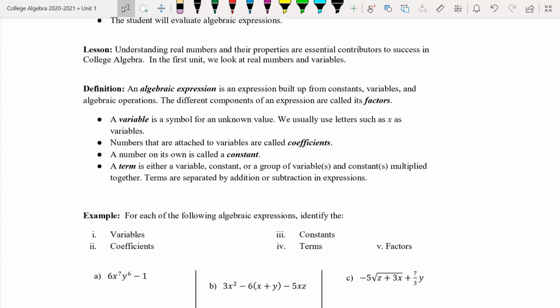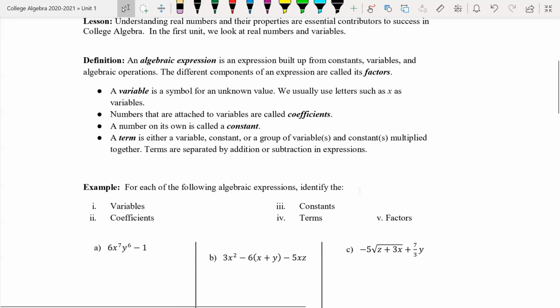An algebraic expression is built up from constants, variables, and algebraic operations. The different components of an expression are called its factors. A variable is a symbol for an unknown value. We usually use letters such as x as a variable. Coefficients are the numbers that are attached to variables. A constant is a number on its own, and a term is either a variable, a constant, or a group of variables and constants multiplied together. Terms are separated by addition or subtraction in expressions.